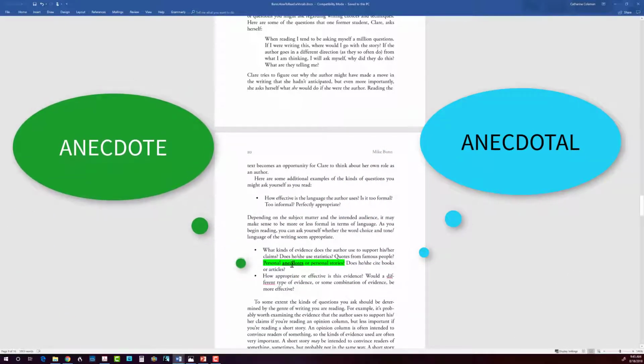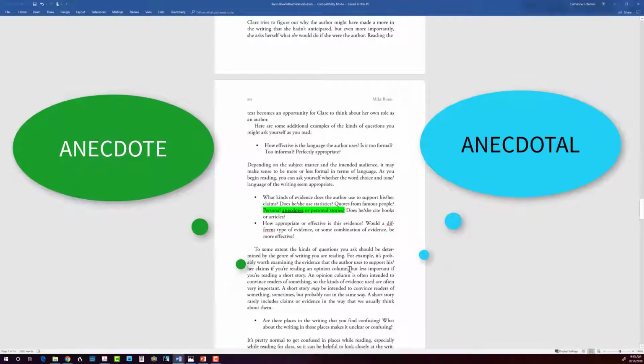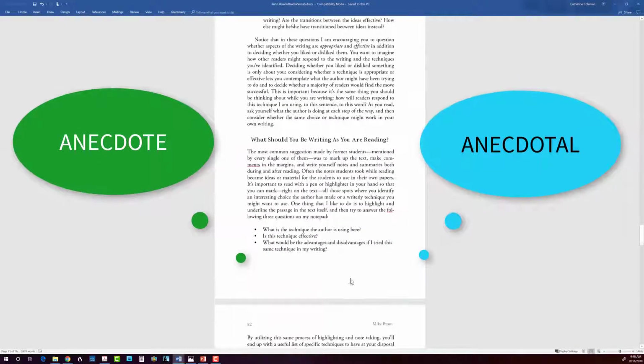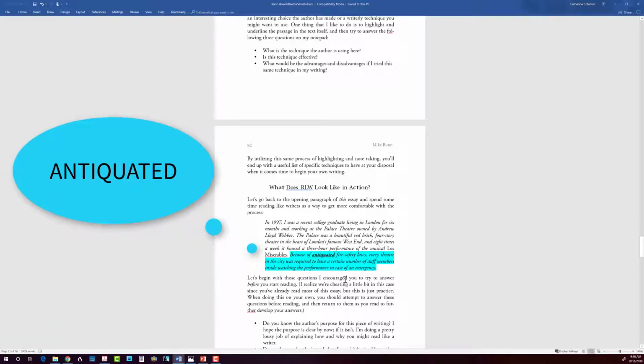Anecdotal is an adjective. Using anecdotes is one way to start your essay. So anecdote is a good word to know and to be able to use. Moving on, we have through page 81 down to page 82, antiquated.